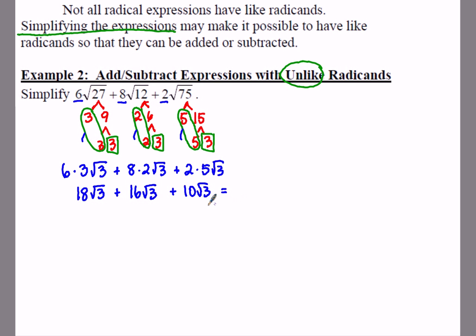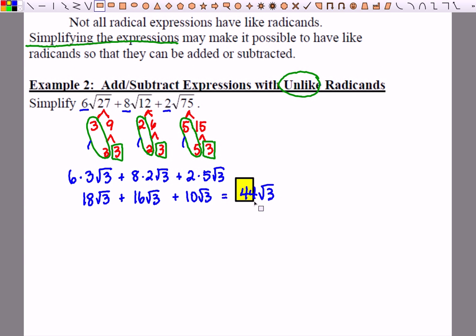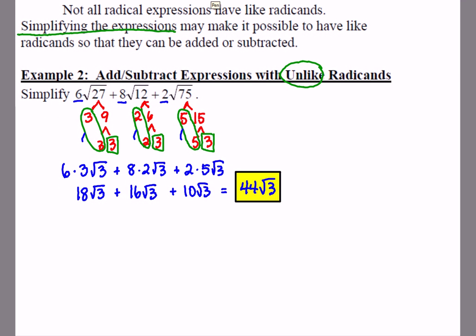We can now combine all of these together. So 18 plus 16 gives us a 34. 34 plus 10 gives us 44. And we don't do anything with the radical 3 except let it tag along, so we don't add them all together. And there is your solution when you have unlike radicands. So you want to make sure that you simplify before you start adding.